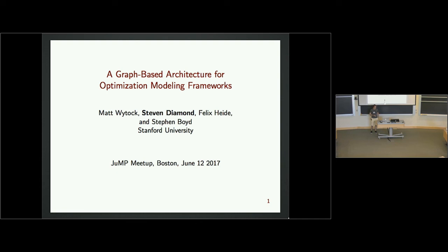And I'll explain why this is desirable in more detail, but basically it lets you exploit structure and scale that the sparsity-based approach really struggles with. And I think it's going to be an interesting direction going forward for these modeling systems. And this is work I did with others, and my advisor, Stephen Boyd at Stanford.